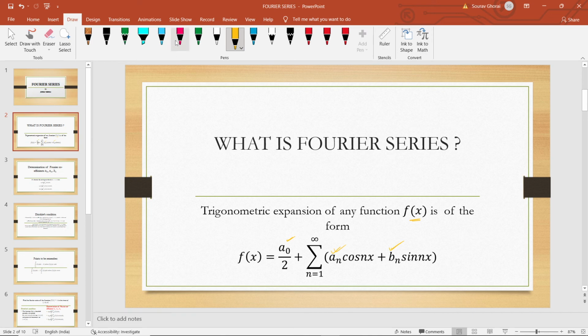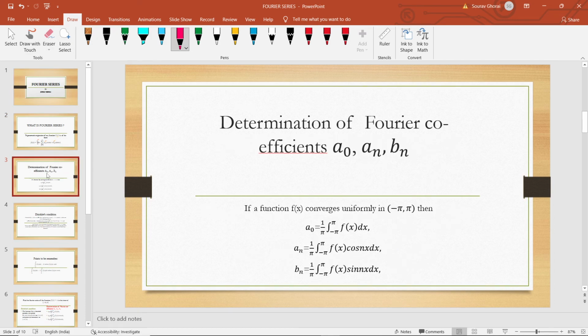This is now the most asked question in your mind: how can you find this a0, an and bn? So how do we determine the Fourier coefficients? These a0, an and bn are known as the Fourier coefficients. First of all, we know that the trigonometric functions like cos nx and sin nx are all defined over minus pi to pi.